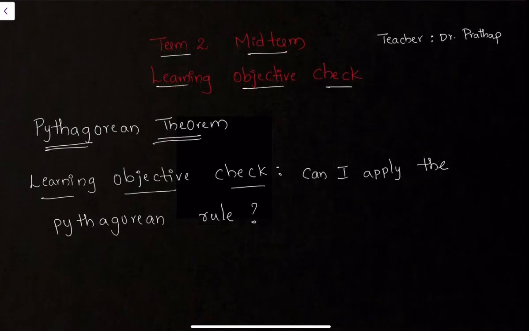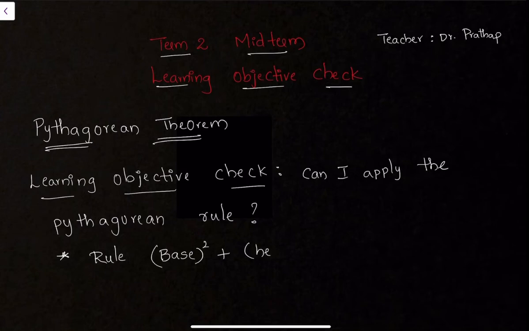Welcome back, people. This is the first learning objective you need to check in the Pythagoras theorem: can I apply the Pythagoras rule? To confirm if you can apply it, the first check is, do I know the Pythagoras rule first? So what is the Pythagoras rule? The rule says base square plus height square should give you hypotenuse square.